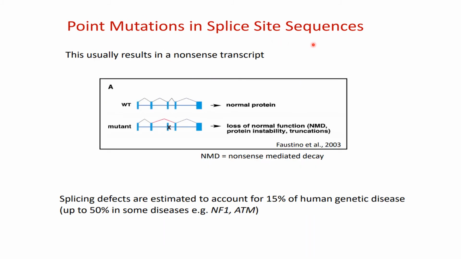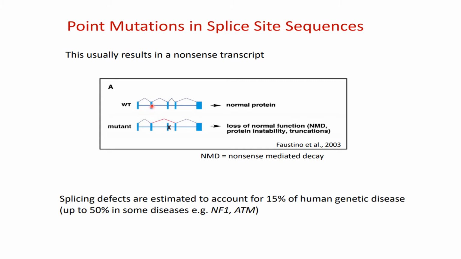Point mutation in splice site sequence. What is splice site sequence? Spliceosome mechanism means removal of introns and joining of exons. Introns means non-coding sequence of the gene and exons means coding sequence of the gene. It removes the non-coding sequence of the gene and joins the coding sequence of the gene.